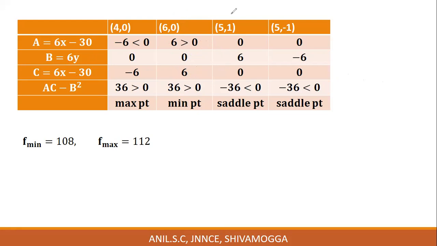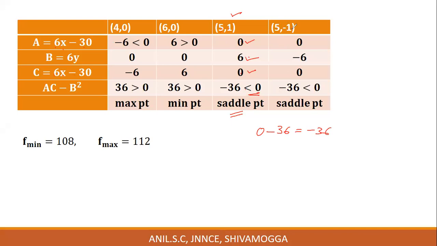Let's find the nature of 5, 1. X is equal to 5 and y is equal to 1. When x is equal to 5, 6 into 5, 30. 30 minus 30 is 0. A is equal to 0. B is 6y, y is equal to 1. Therefore, 6 into 1 is 6. And C is 6x minus 30. X is 6. Oh, sorry, 5. 6 into 5, 30. 30 minus 30 is 0. Now we find AC. A is 0, C is 0. AC is 0 into 0 is 0. Minus B square is 6 square, 36. Therefore, this is equal to minus 36, which is less than 0. If AC minus B square is less than 0, the point is said to be a saddle point.